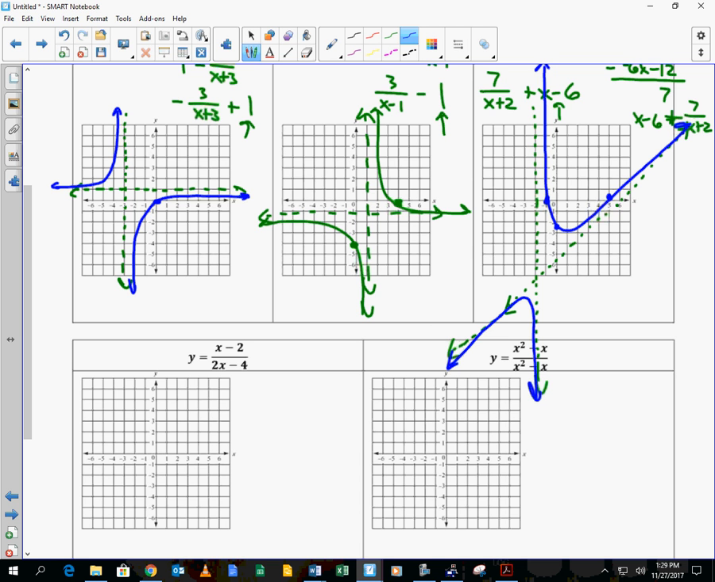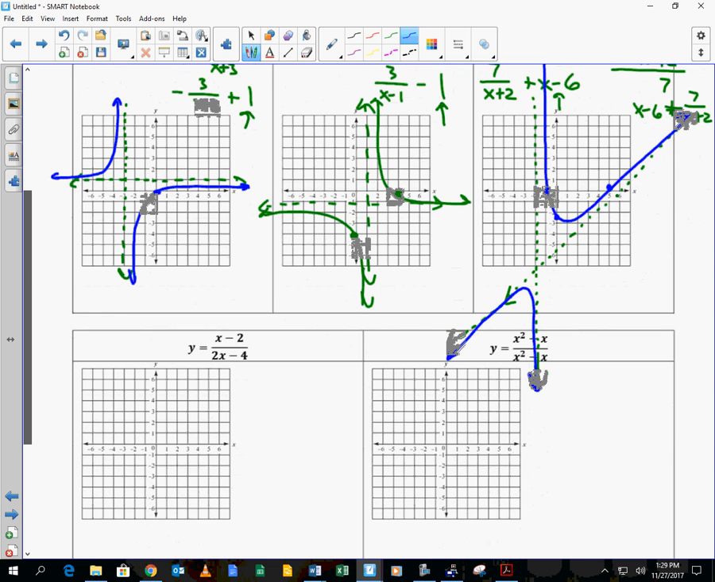There is no horizontal asymptote. There's a slant asymptote. The slant asymptote is x minus 6. What's that? Yes. Yep.